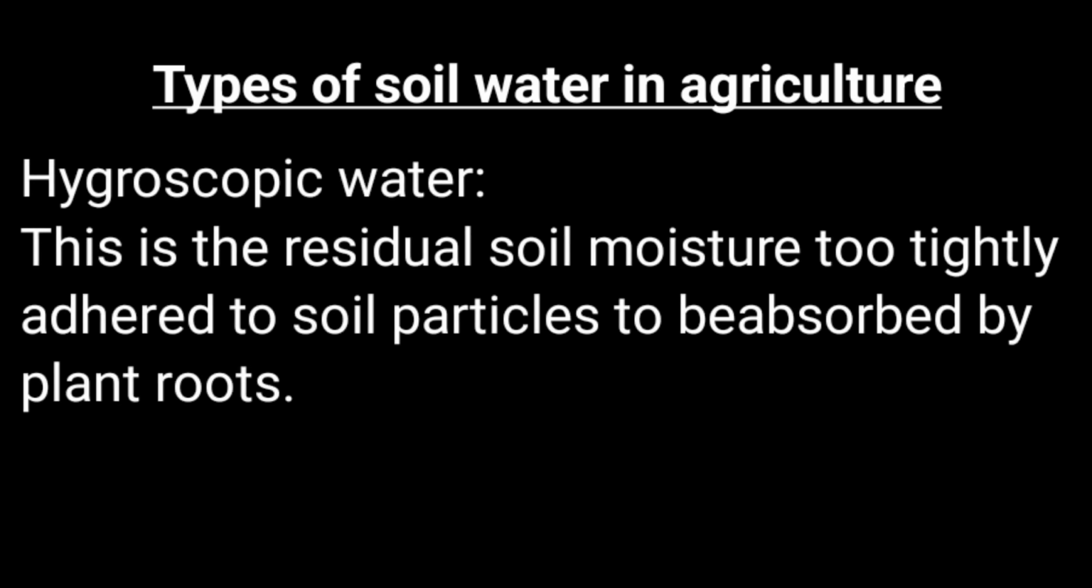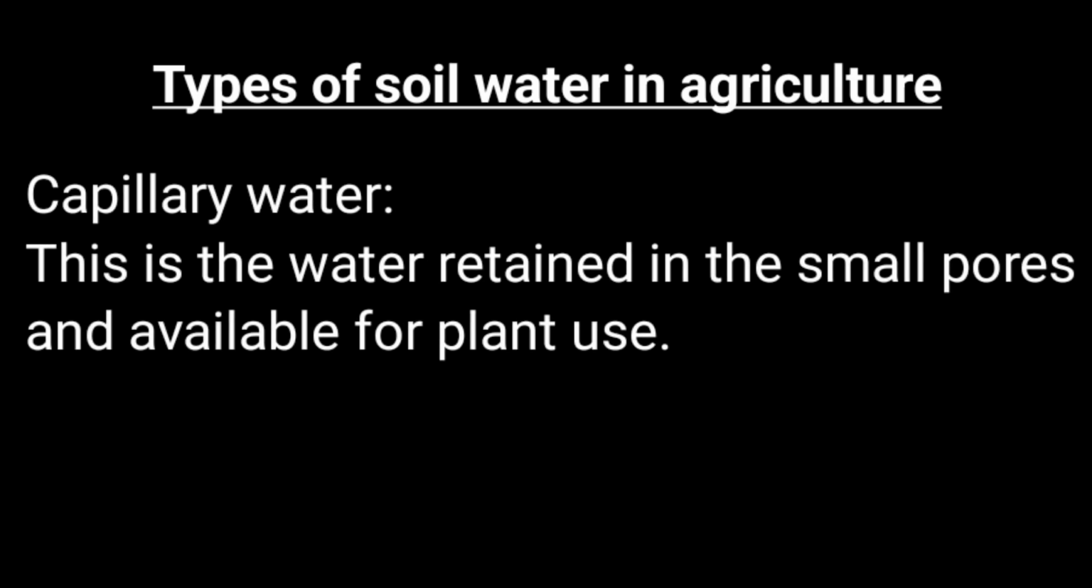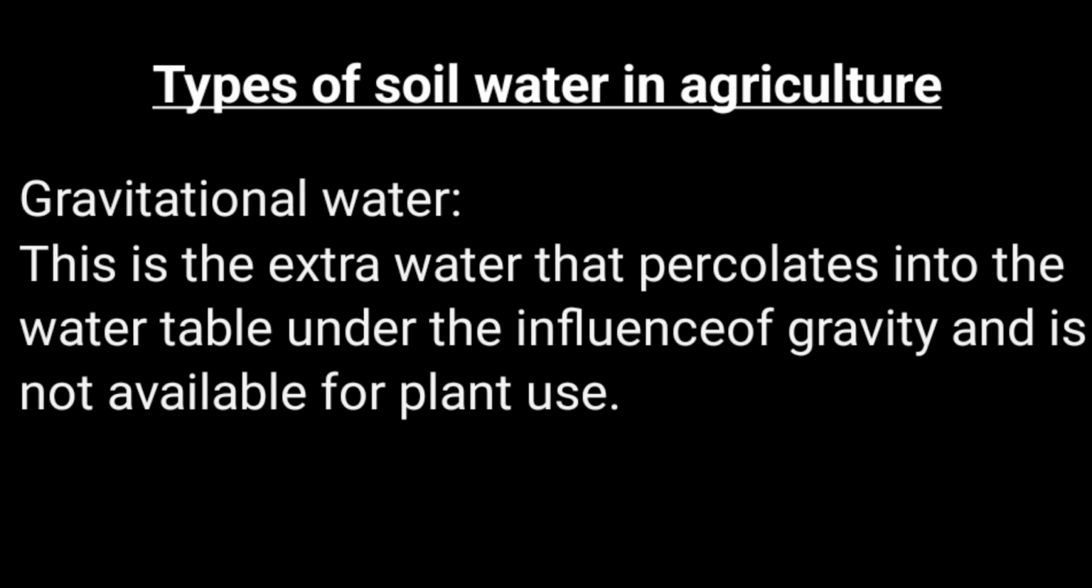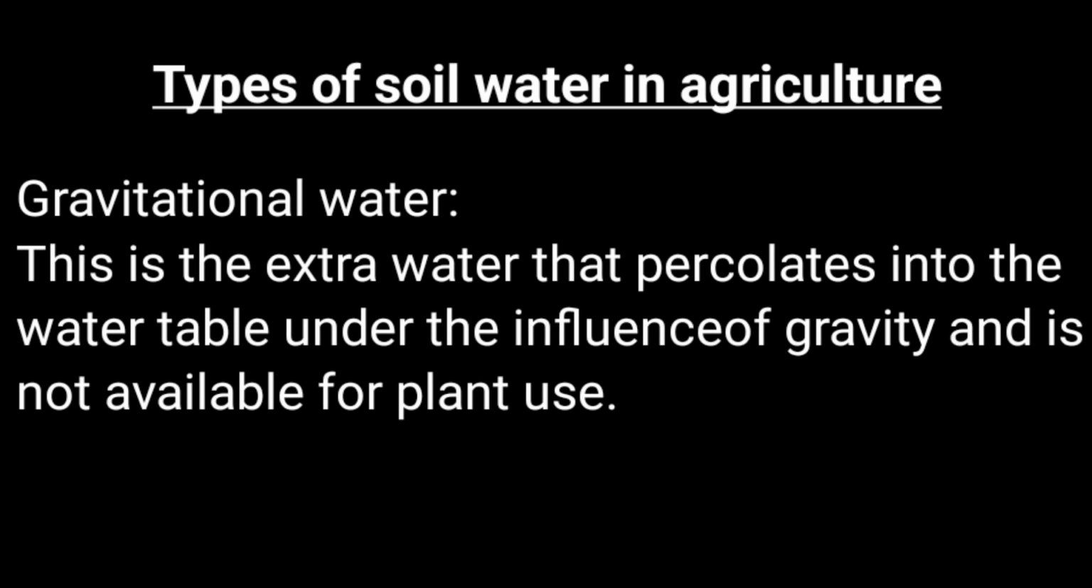Number one, hygroscopic water. This is the residual soil moisture too tightly adhered to soil particles to be absorbed by plant root. Capillary water. This is the water retained in the small pore and available for plant use. Gravitational water. This is the extra water that percolates into the water table under the influence of gravity. This is not available for plant use.